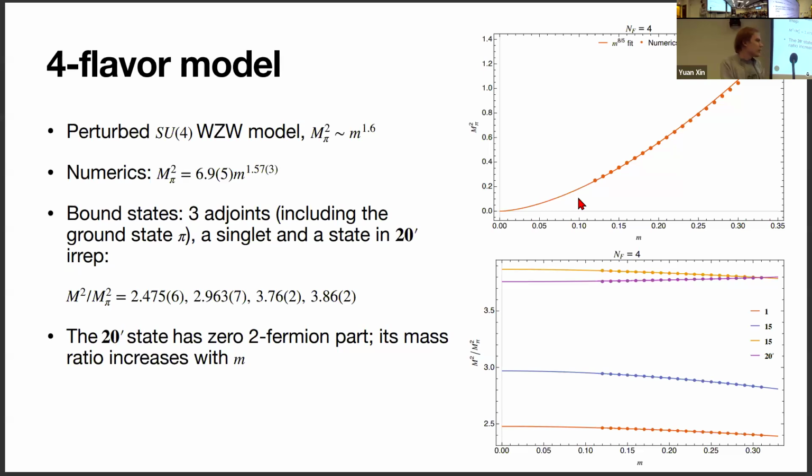And it is interesting because this state in 20 prime has exactly 0 two-fermion part, and also its mass ratio actually increases with fermion mass, unlike all the other states. So, yeah, this is all I want to say so far.